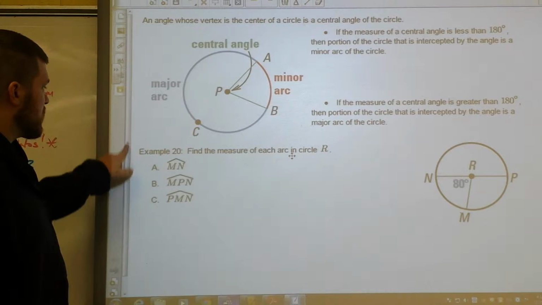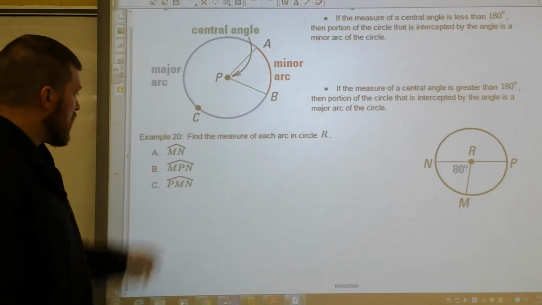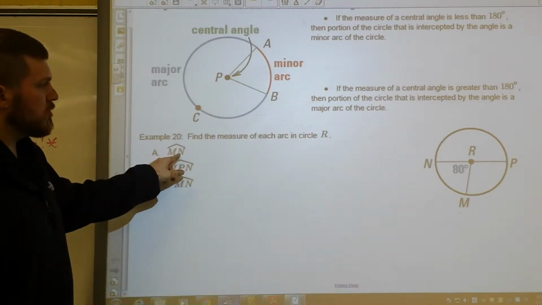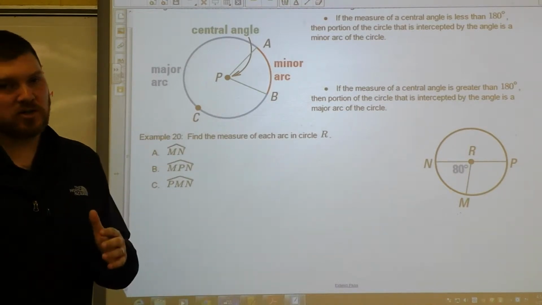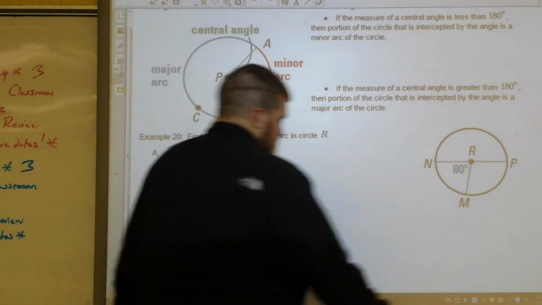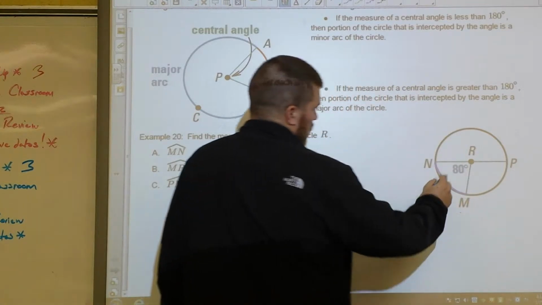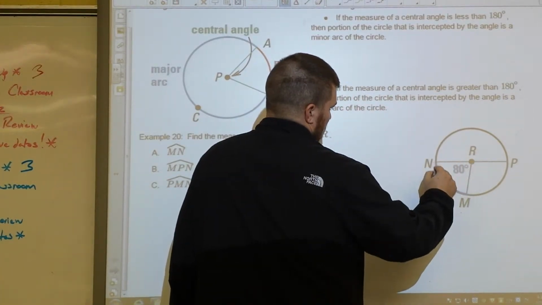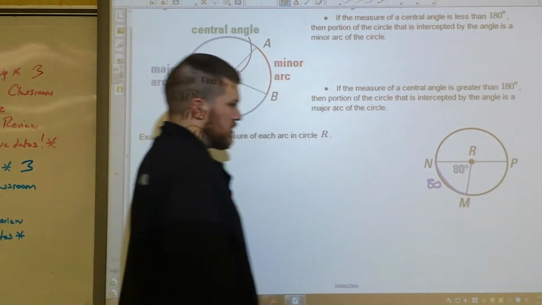We want to find the measure of each arc in the circle R. That's what we're doing in example 20. It's 3 parts, okay? So we're going to use the same circle for all 3 parts. First thing I want to find is arc MN. As soon as I see only 2 points on the circle for an arc, that tells me it's a minor arc or a semicircle, so it's going to be less than or equal to 180. MN is right here. We'll do that one in blue. Well, the measure of the central angle is 80, so central angle is the same as the arc. That's a rule.